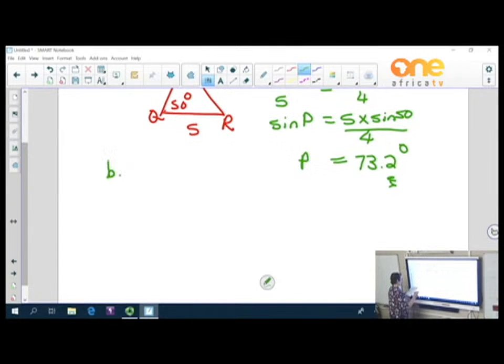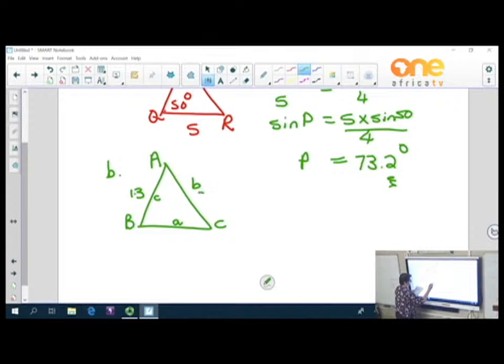Number B. So again, we've got a triangle ABC. And this time, C is 13. This is opposite. So this is C, this is B, this is A. B is 20. So that one is 20. And angle C is 35 degrees. Now we have to find B. So the question is, what will B be? That is the one that I'm going to put in the left-hand top.